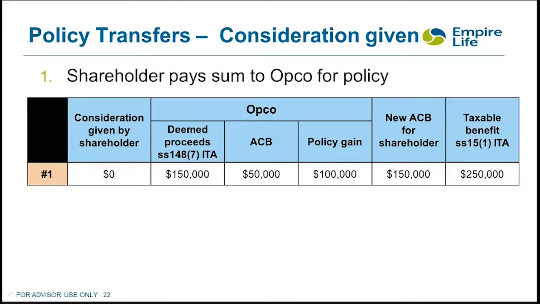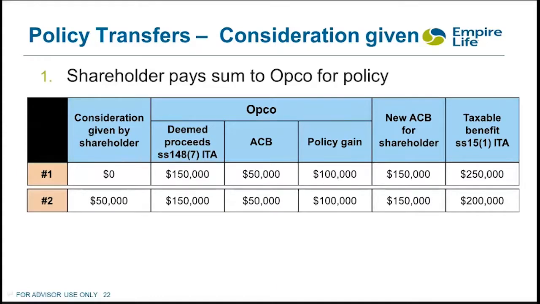Let's come back to our example. In this slide, we're going to look at the consequences that will result when different amounts are paid by the shareholder to acquire the life insurance policy. In the first line of the table, you see that the deemed proceeds, because again we're looking at the non-arm's length transfer rules, are the greatest of those three amounts: cash surrender value, ACB, and consideration given. So consideration given is 0. The deemed proceeds are the greatest of those three, or $150,000. When you look at the policy gain that results, the proceeds of $150,000 less ACB of $50,000, you get your $100,000 policy gain. And the new adjusted cost basis for the shareholder will be equal to those deemed proceeds of $150,000. And a taxable benefit results in the full fair market value of the policy of $250,000.